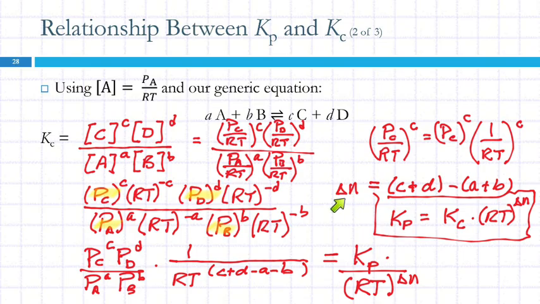What does this delta N represent? It represents the difference in numbers of moles of gases. So here we've got products. If they're both gases, we add up the number of moles of gas and we subtract the number of moles of gas that we started with. And that's why Kp and Kc are not always equal to each other, because sometimes you have different numbers of moles of gases and that affects it. Any questions?